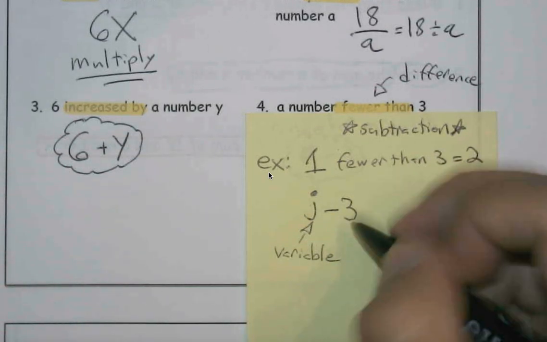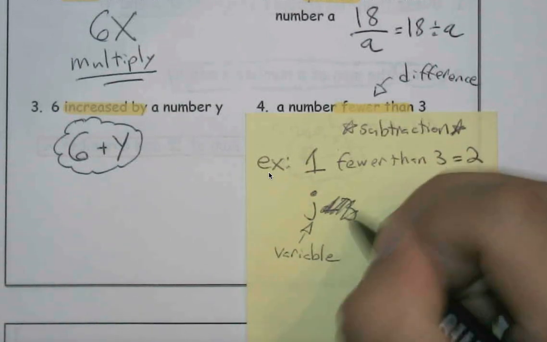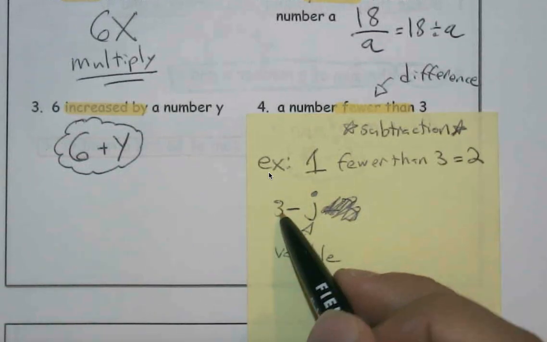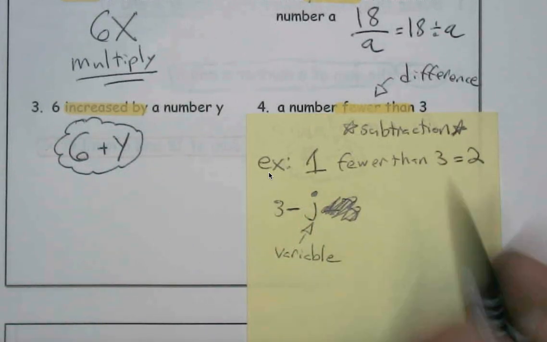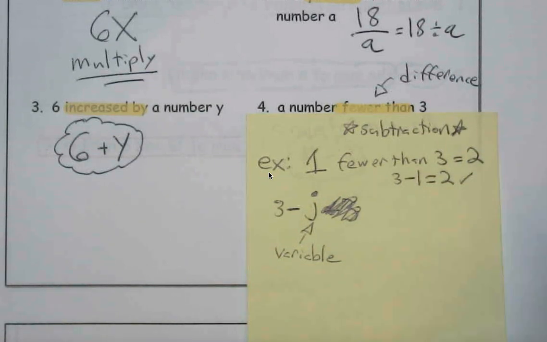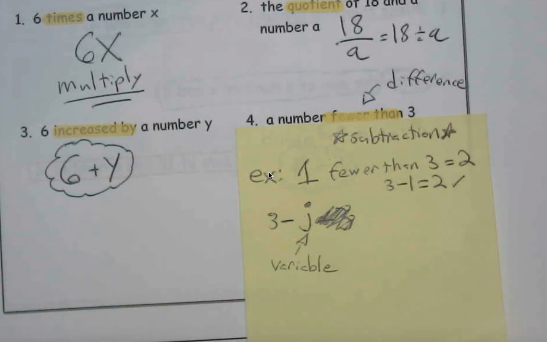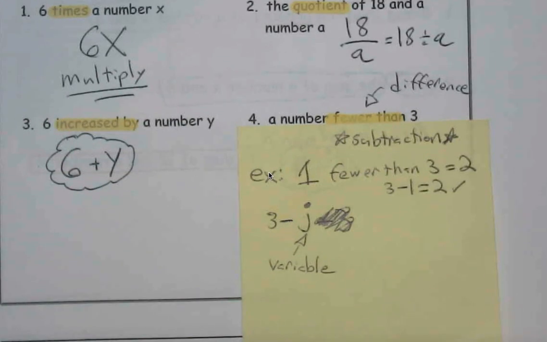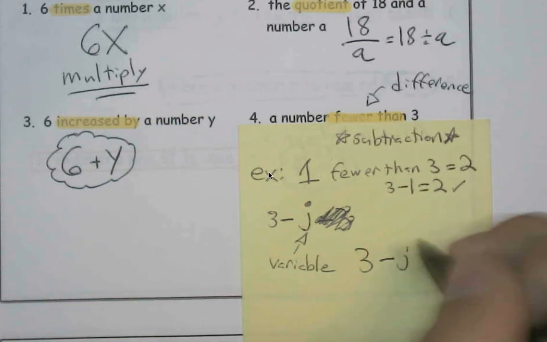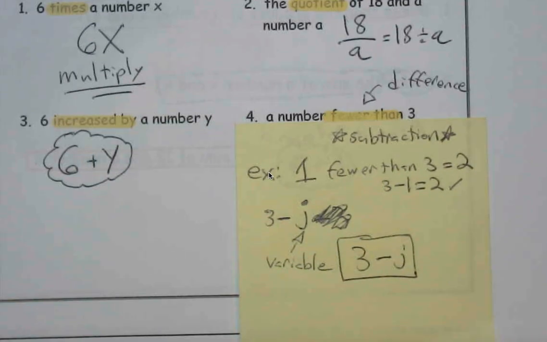Sorry, it's the other way around. Still get this wrong. It's tricky. Yeah, so we have 3, and then we deduct whatever that is. So if we were here, this would be 3 minus 1, and that equals 2. This just shows how important it is to read through the problem and make sure you know what your vocab is. So yes, our final answer here would be 3 minus that number, 3 minus j, since we're using j as a variable.